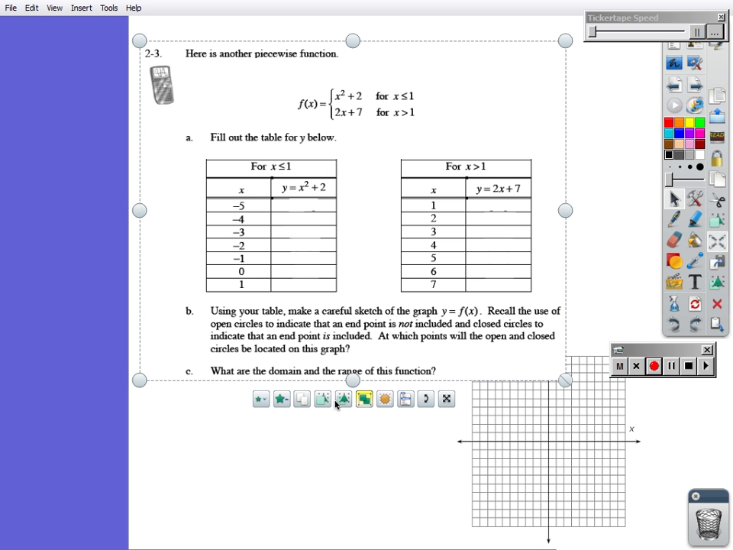So let's see here. I'm trying to put this behind something, whatever. Okay.